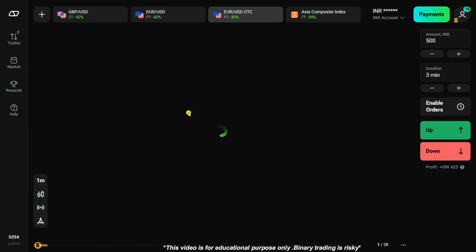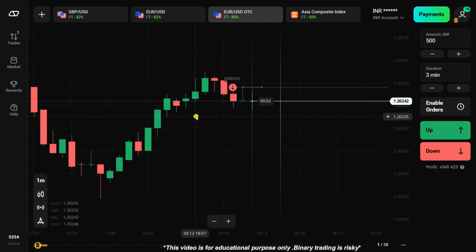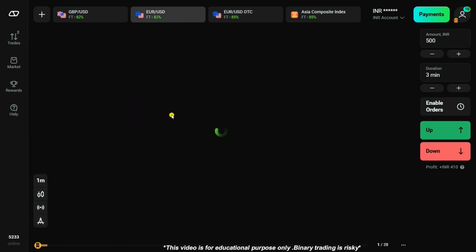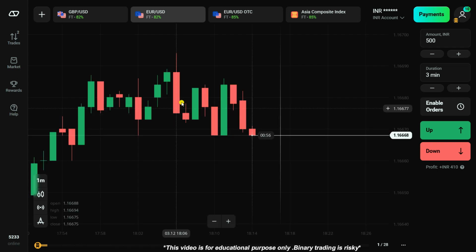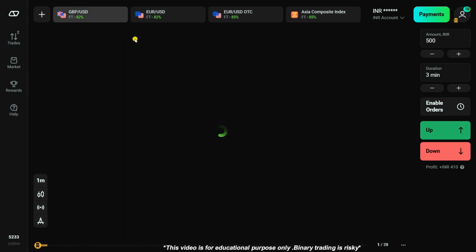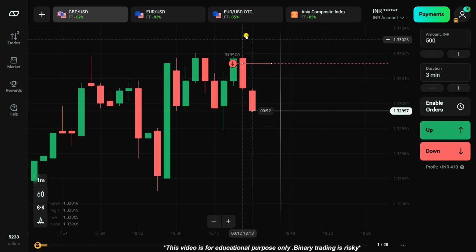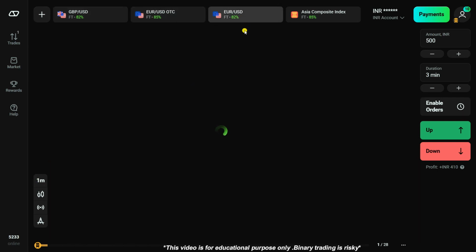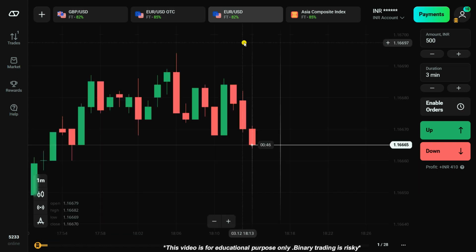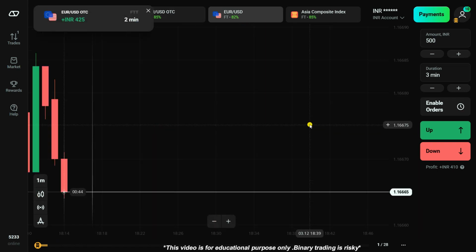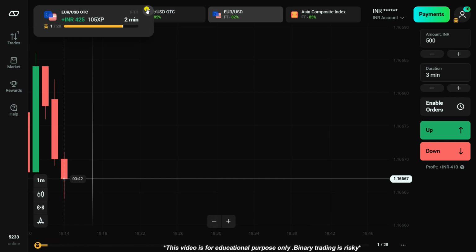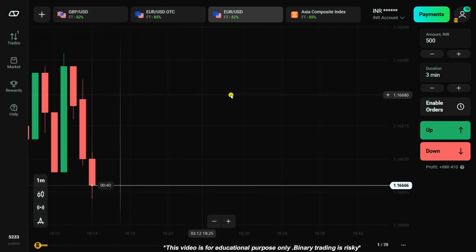Let us check another one, Euro USD OTC. So this is a running market where we traded here. These are the two trades which we placed here. Now let's go back to the Euro USD, which is also a real market. The first one is a win. The 2 minute trade is our winning trade.